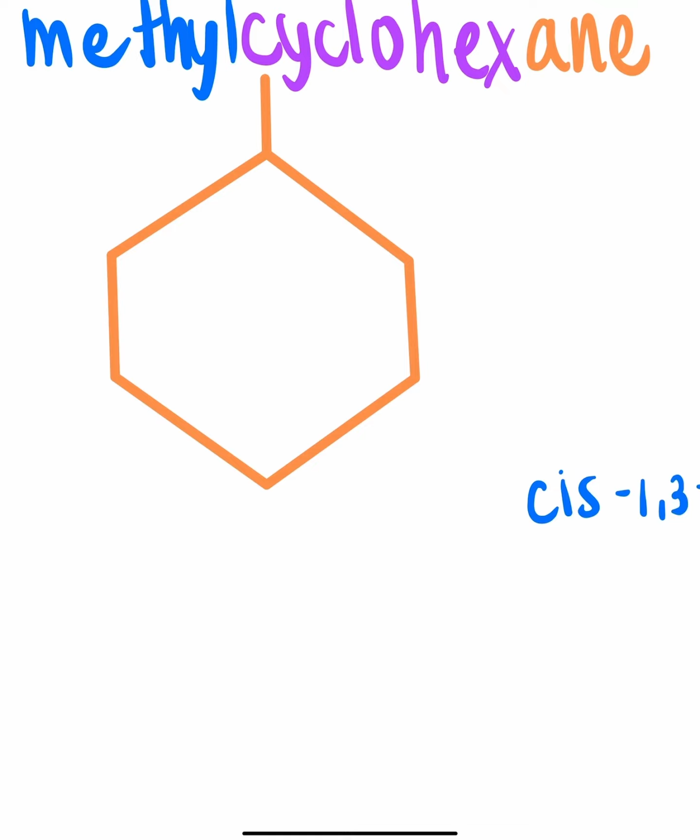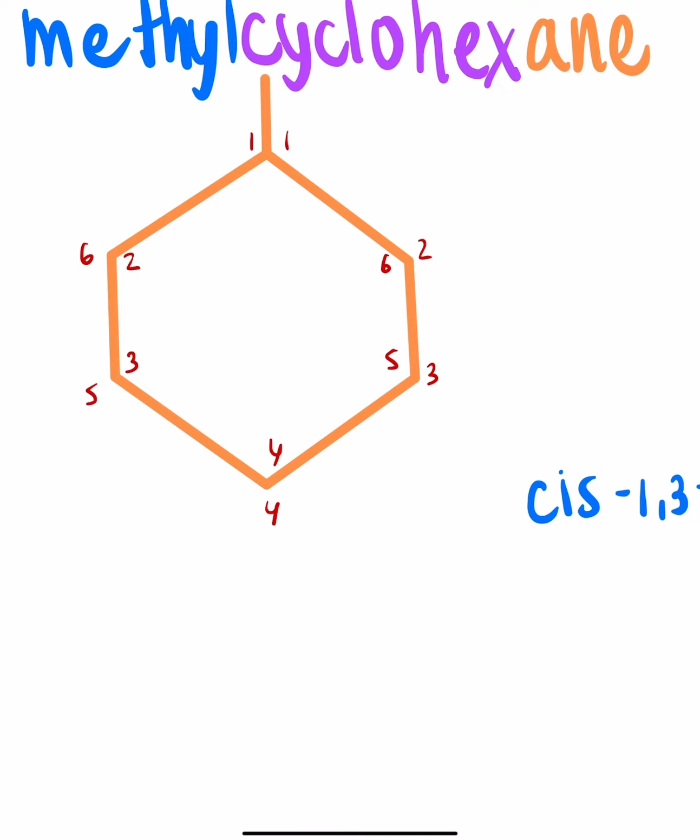In this case, it doesn't matter which way you go. It doesn't matter, in other words, if you number 1, 2, 3, 4, 5, 6 in either direction. Why does it not matter? Because in this case, you only have one substituent. That's the other reason why I'm not putting 1-methylcyclohexane: because you only have one substituent, it's obvious that it's going to be number 1.